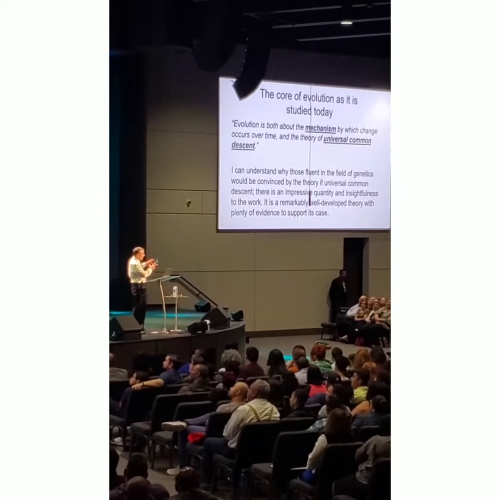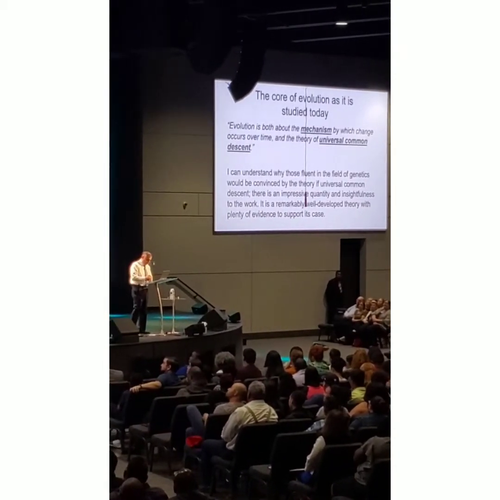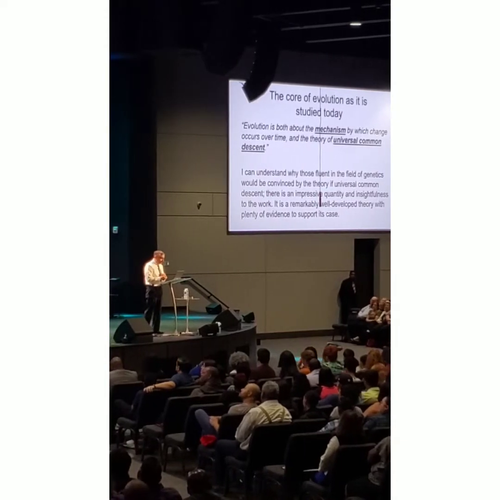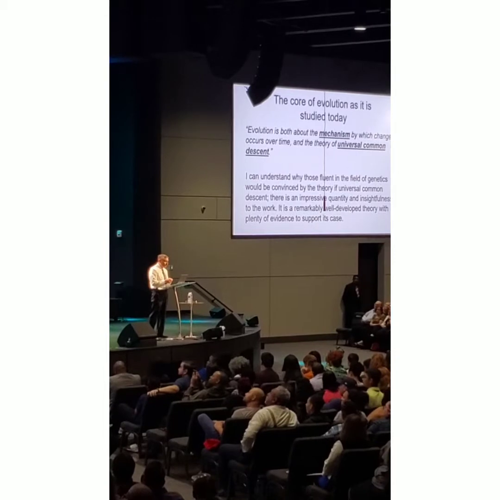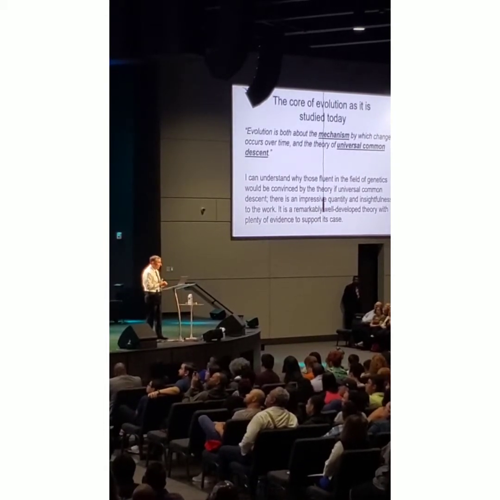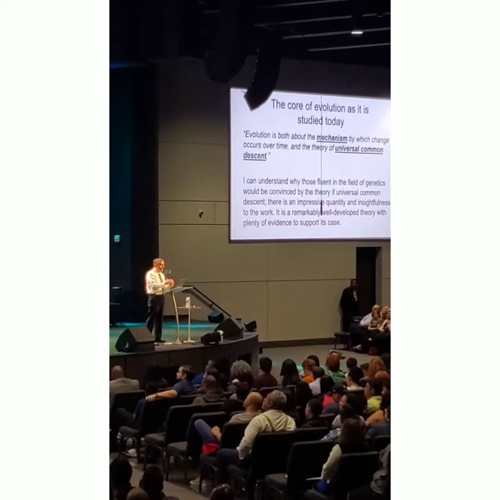So that was abiogenesis. That was before life. A lot of what we hear about is life itself. What about evolution? How does evolution occur? Well, evolution is both about the mechanism by which change occurs over time and the theory of universal common descent. This is what my geneticist colleagues have told me evolution is about.